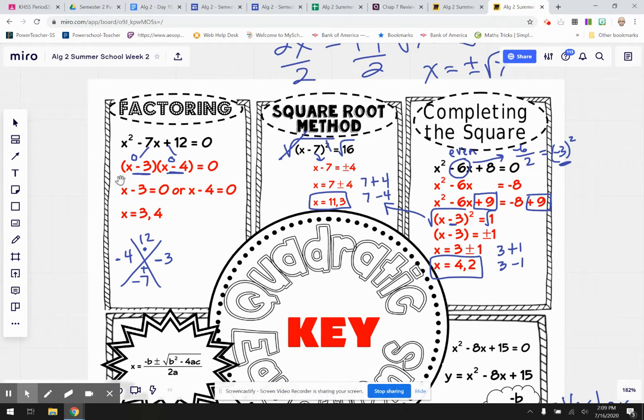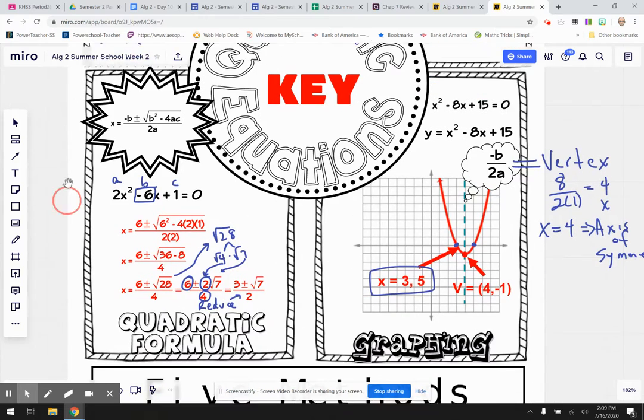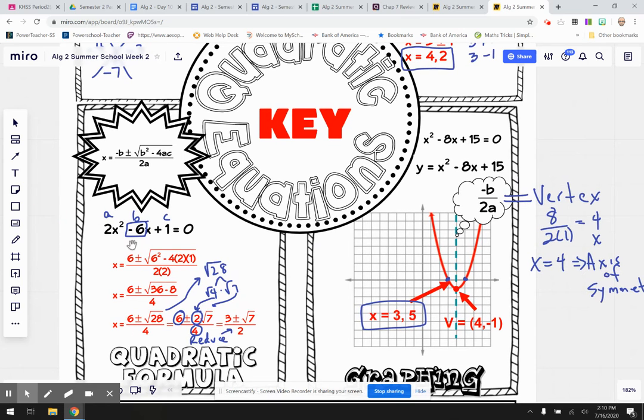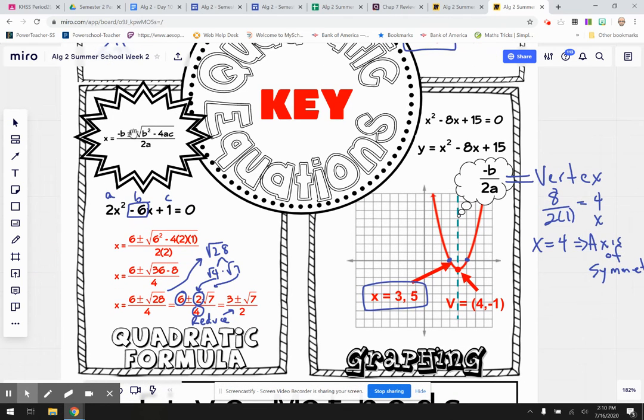Factoring doesn't always work. But here's a hint: if the answers are whole numbers on a multiple choice question, then factoring will work. So if you see whole numbers or fractions, then factoring is good. Use it. If you see your answers as decimals, like these radicals here, or just decimal values, then you're probably going to need the quadratic formula. And we went over that. You can watch the video again on that.